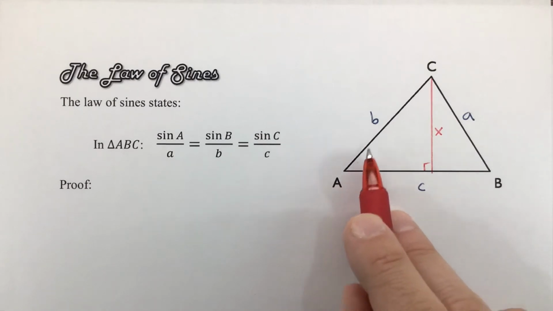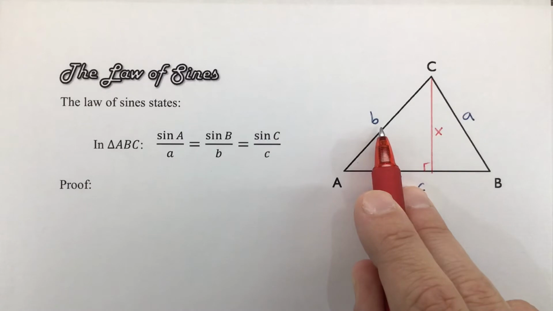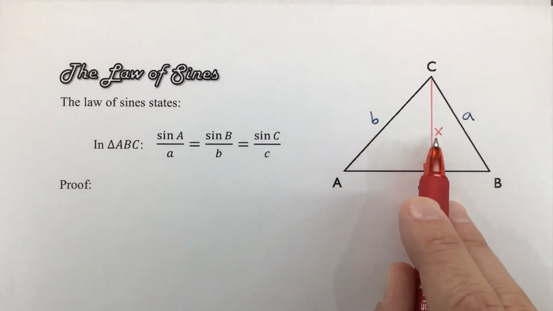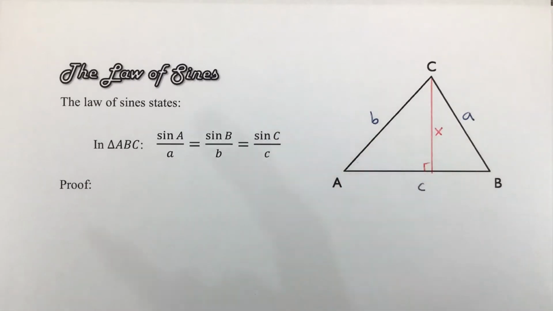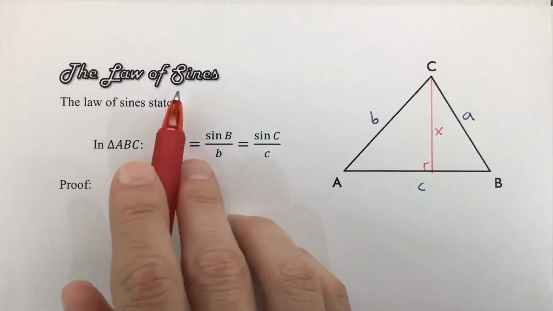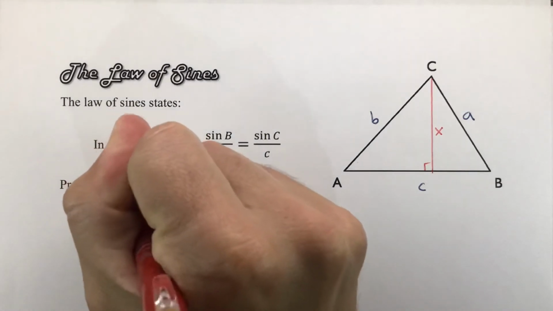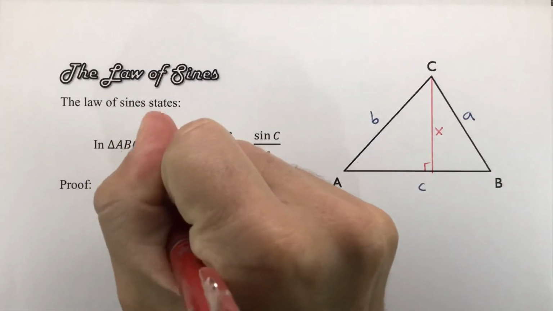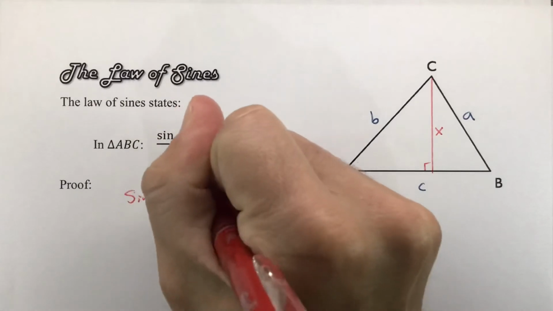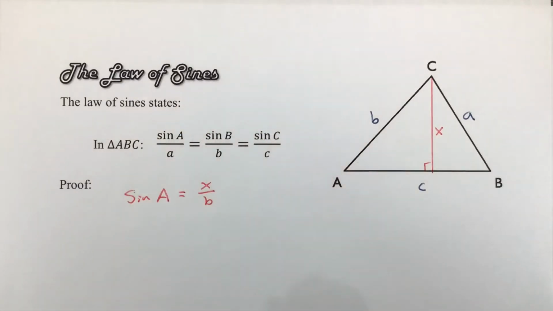With respect to A, the hypotenuse is little b, and then we also have the opposite side, which I'm calling x. So if you think about those two together, the opposite and the hypotenuse, that would be sine. Hence, we're going to be looking at the law of sines here. So I can write this statement. I can say that the sine of capital A is equal to x over b. Okay, the sine of A is equal to the opposite side divided by the hypotenuse.